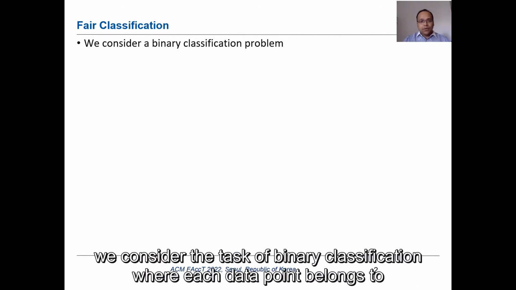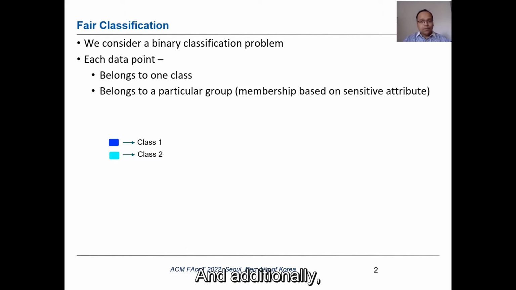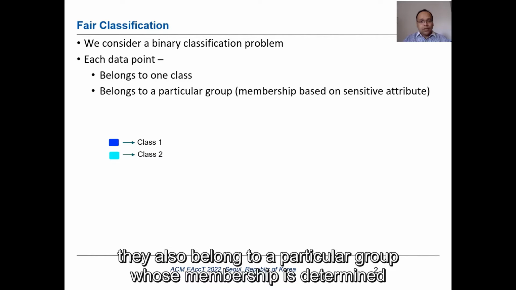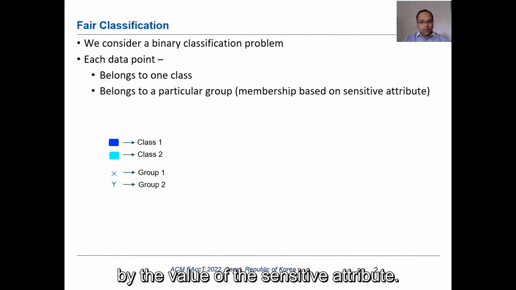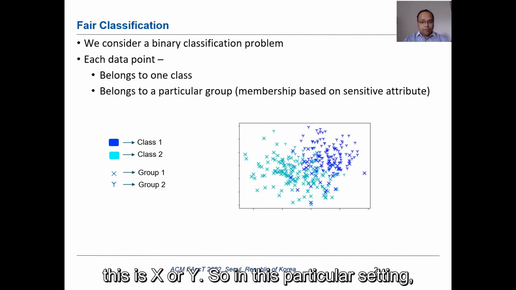In particular, we consider the task of binary classification, where each data point belongs to one of the two classes, which are represented here by class 1 and class 2, and additionally they also belong to a particular group whose membership is determined by the value of the sensitive attribute. In this particular example, this is x or y.